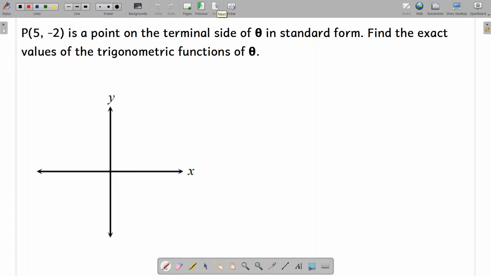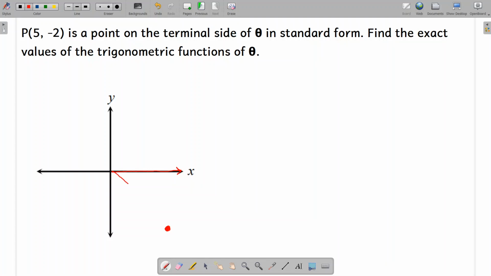Okay, let's say we have a point (5, -2), and it's on the terminal side of theta. So we know that theta would have an initial side over here. Okay, we don't know the measurement of theta, but we know that the terminal side has point P on it, and point P has a positive x value and a negative y value. So the point must be somewhere down in quadrant 4. Now, I'm just going to roughly sketch it. Okay, let's call this point P.